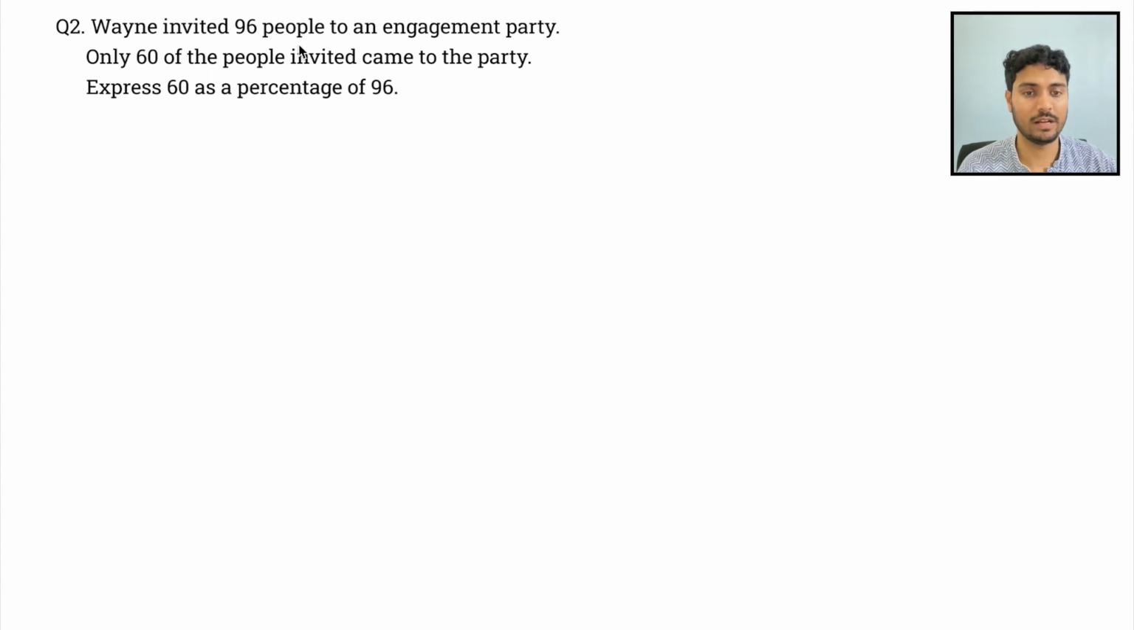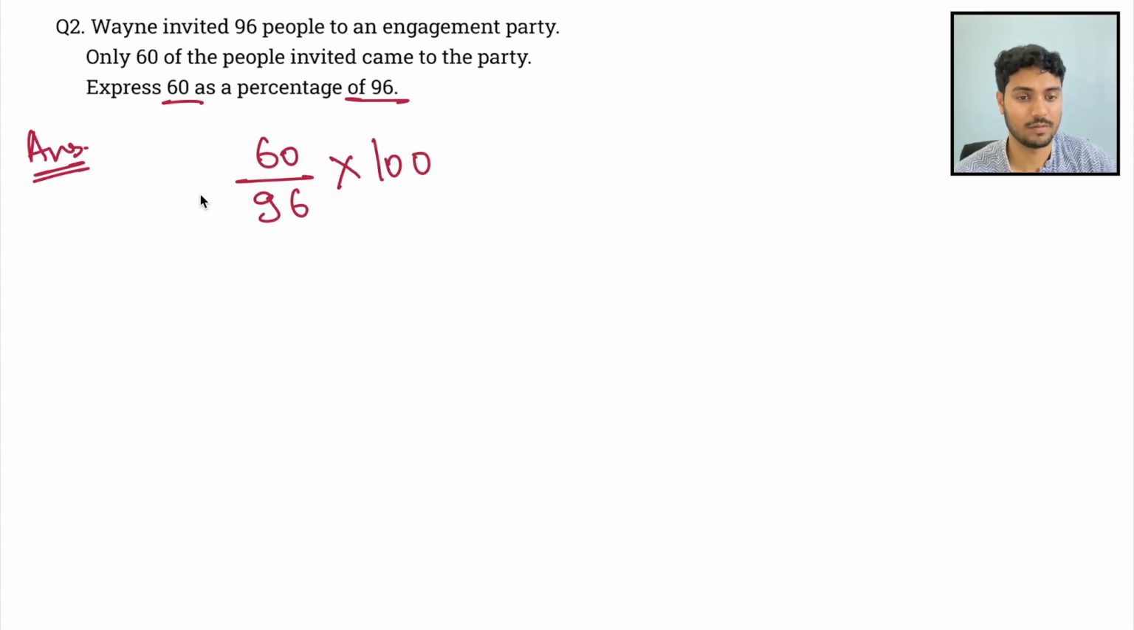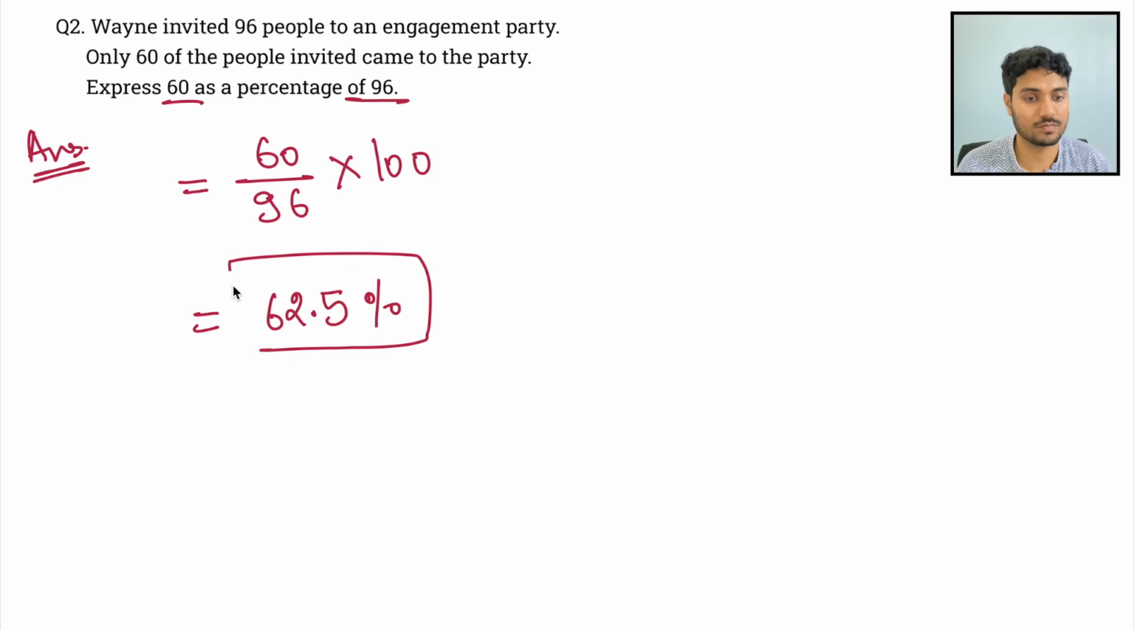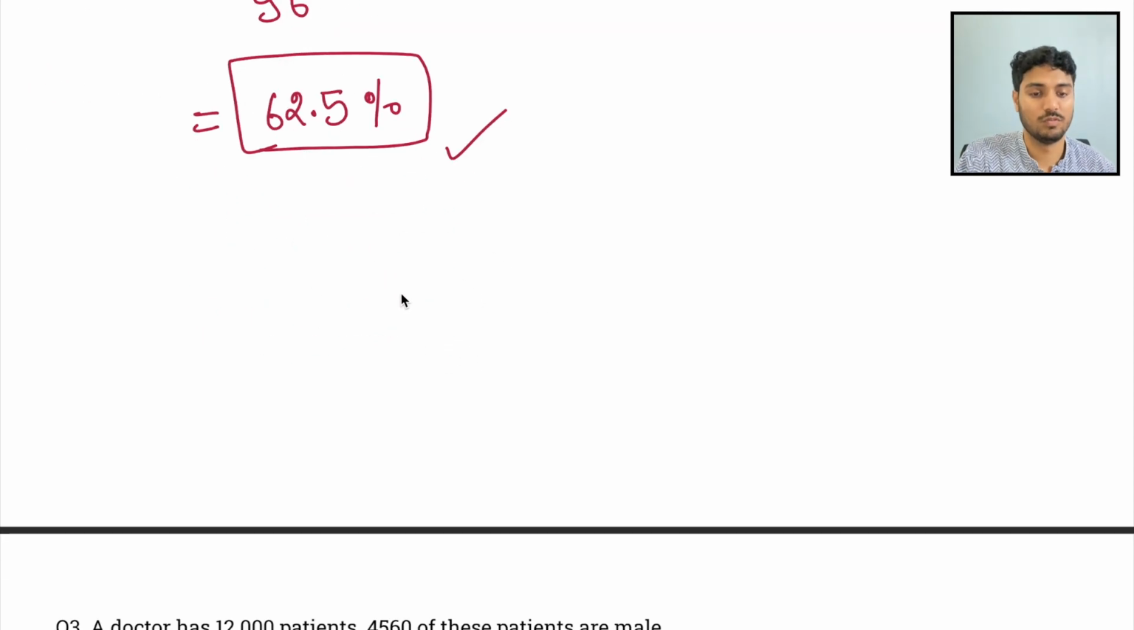Second is, Wine invited 96 people to an engagement party. Only 60 of the people invited came to the party. Express 60 as a percentage of 96. So Wine is doing a lot of parties. 60 as a percentage of 96. So 60 divided by 96 multiplied by 100, which is 62.5 percentage. And that's the answer. Let's move on to next question.